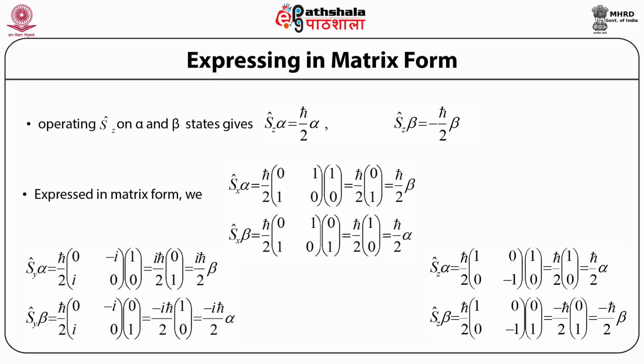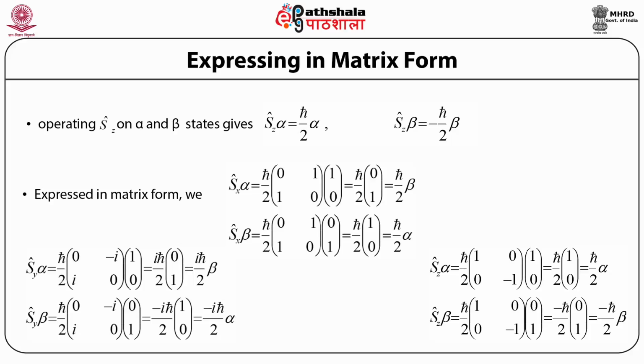Similarly, the operator Sx acting on the eigenstate beta gives h cross by 2 times 2 by 2 matrix 0 1 1 0 times column matrix 0 1, and this is equal to h cross by 2 times column matrix 1 0, and this is equal to h cross by 2 times alpha, where h cross by 2 is the eigenvalue and alpha is the corresponding eigenstate or the spin up state. So here if we look at this relation, we can see that the spin up state is given by the column matrix 1 0, while the spin down state is given by the column matrix 0 1.